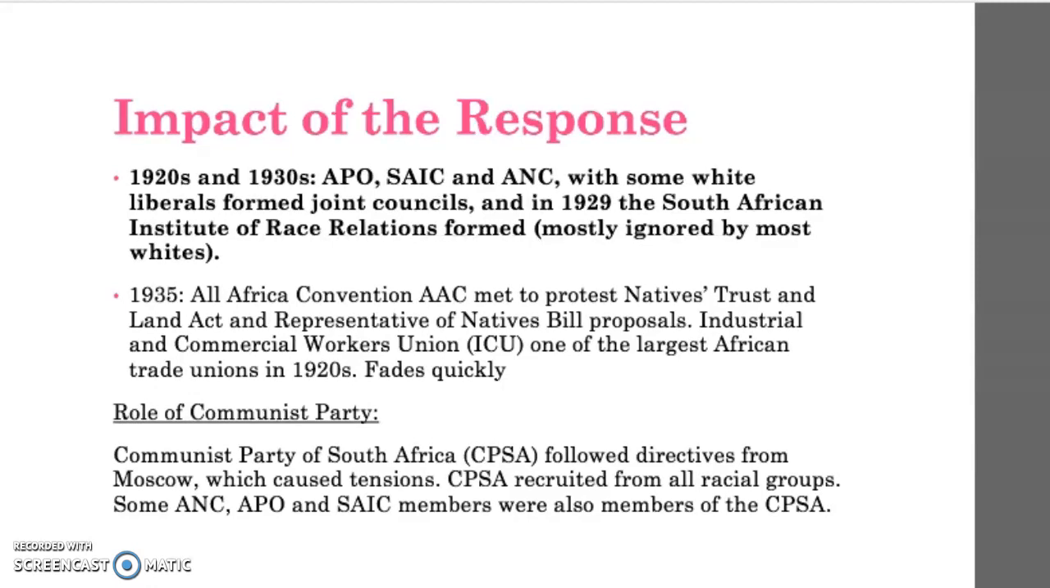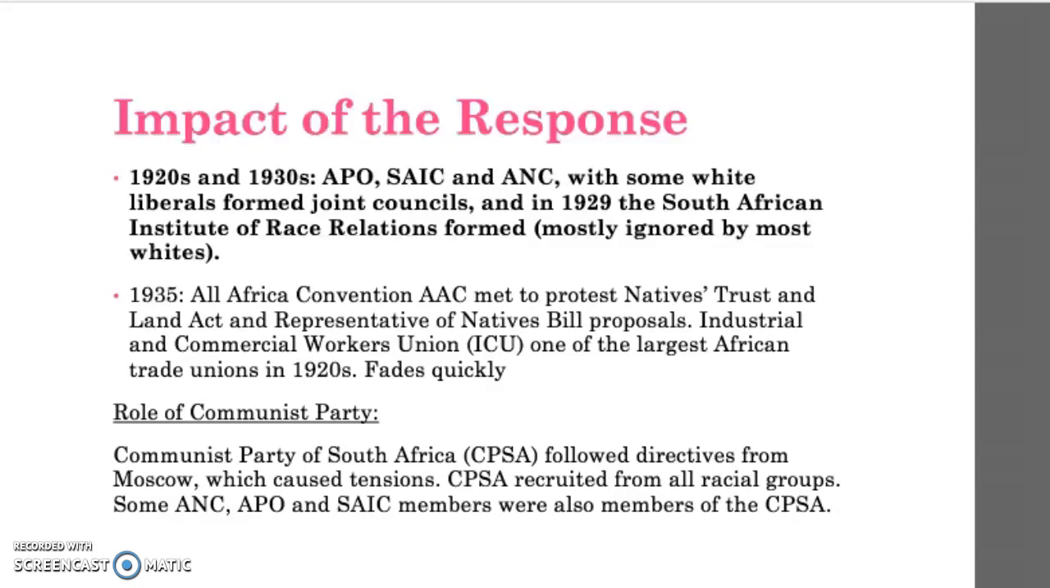By the 1920s and 1930s, the APO, the SAIC and the ANC, together with some white liberals, are forming joint councils. They're setting up institutions and organisations to talk across the board. In 1935, the All-African Convention, the AAC, meets to protest the Natives Trust and Land Act, as well as some of the Representation of Natives Bill proposals. They're trying to work within the political framework rather than boycott it. Protest so far, particularly strike action, has led to brutal repression, so the idea of petitioning, active, non-violent resistance is what's gaining ground at the moment.